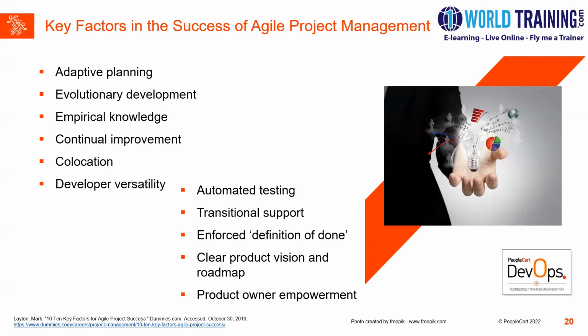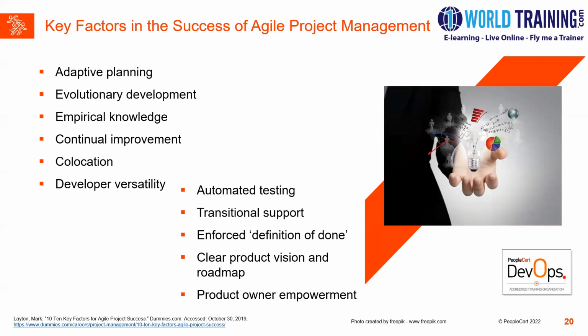Also, there has to be a clear product vision and roadmap which is required for the team, so that the agile team or scrum team can start working with the product vision and roadmap. Having the clarity of vision and roadmap enables the team to deliver value in the most effective manner.